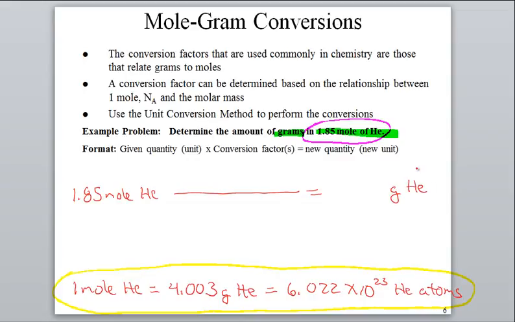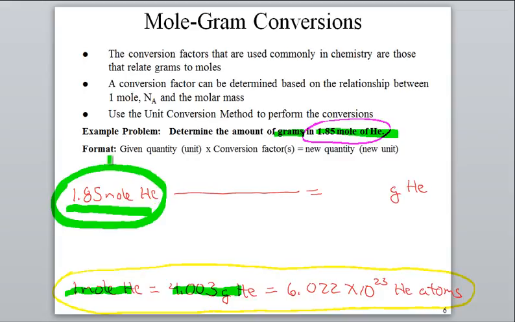If we look at the relationship, what does the relationship tell us? If we had 1 mole of helium, its mass would be 4 grams. If I had 4 grams, it means I have 1 mole. If I have greater than 1 mole of helium, 1.85 moles, I should have more than 4 grams of helium. Make sure your answer makes sense. So go ahead and pause the video, make your conversion factor from that relationship, get an answer, and unpause and check your answer.